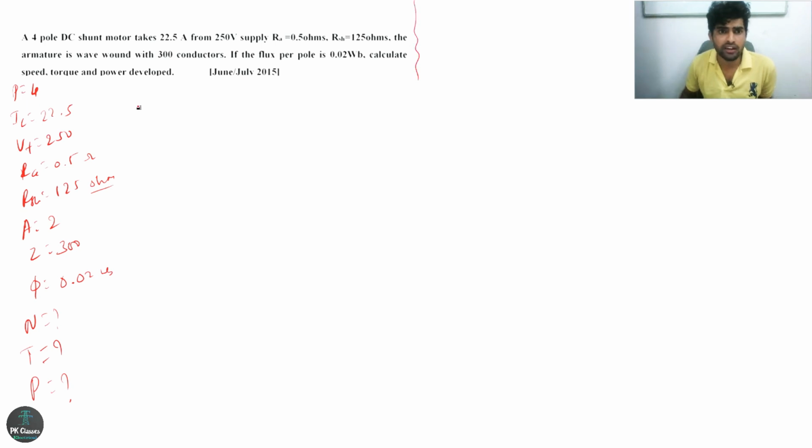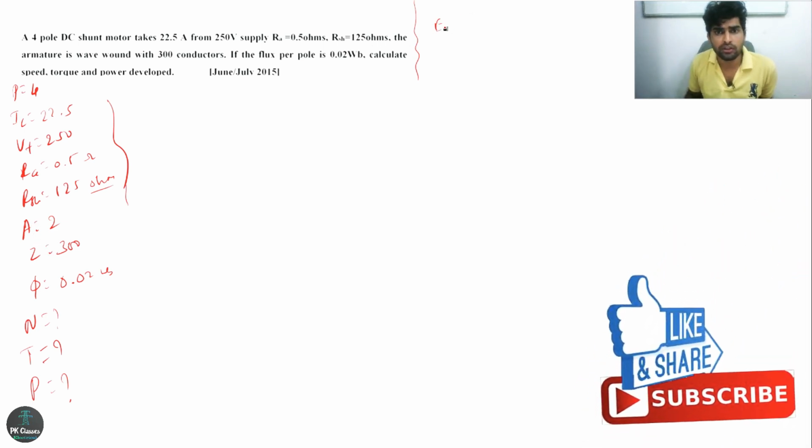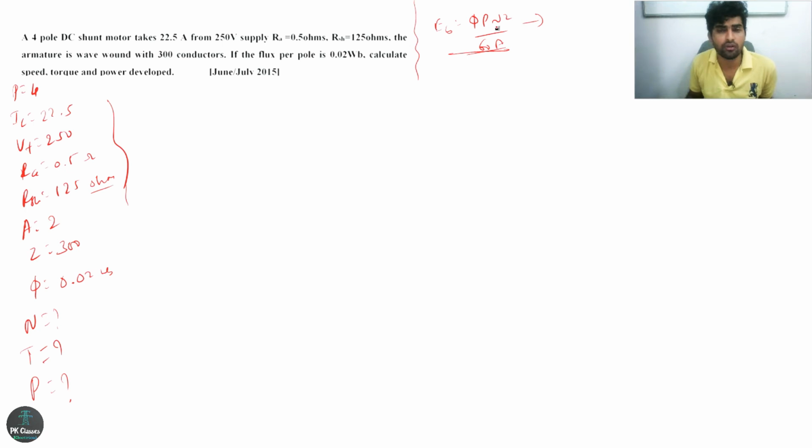So see the data. How to calculate speed from this data? They have given flux, number of conductors, A also they have given. So EB is equal to PNZ by 60A. Everybody knows, right? From this formula we can calculate speed, but EB we don't know. EB we need to calculate. How to calculate torque? Torque is equal to 0.159 PZ IA by A. So just substitute the values, you'll get the answer. And how to calculate power? Power is equal to EB into IA, or T into omega.